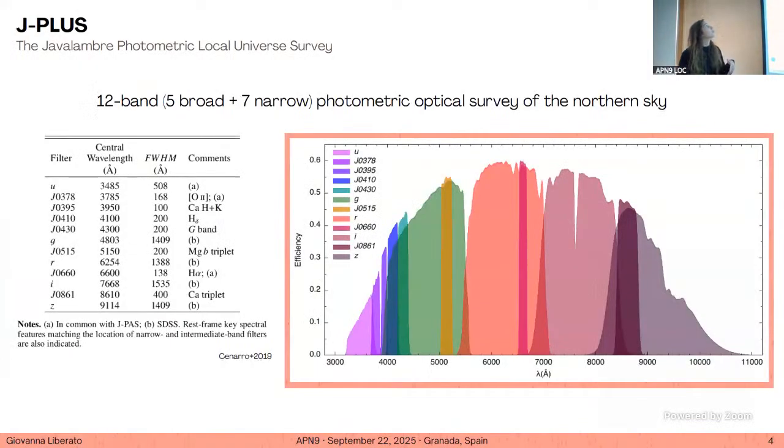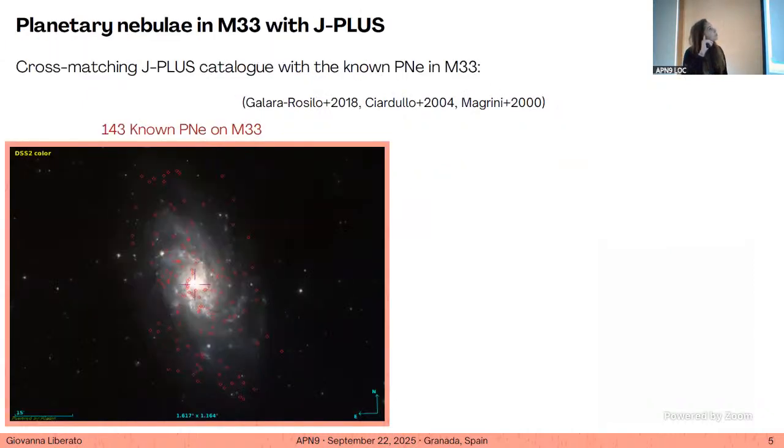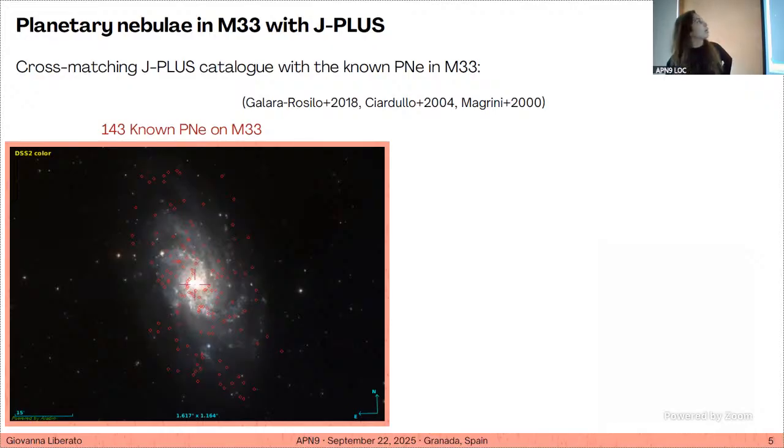As I told before, we are using J-PLUS data. J-PLUS is a photometric survey with 12 bands that you can see here. Because of its filter system, it is extensively used to study H-alpha emitters. So we started gathering the planetary nebulae population of M33 from these papers, and we ended up with 143 spectroscopically confirmed planetary nebulae that you can see here in red.